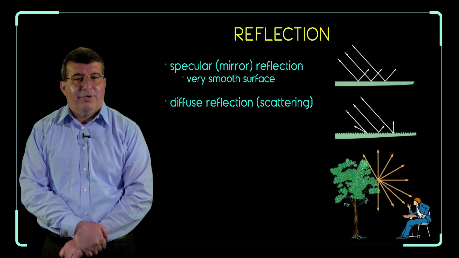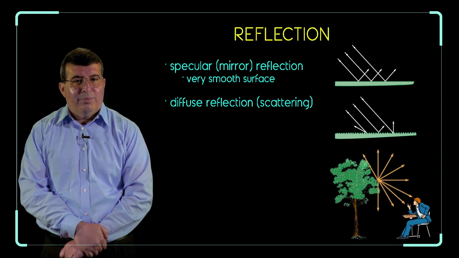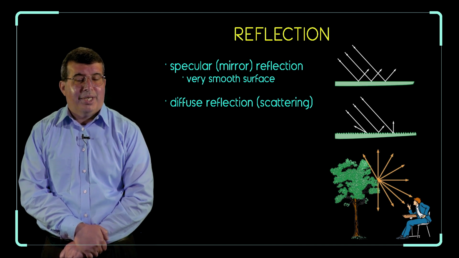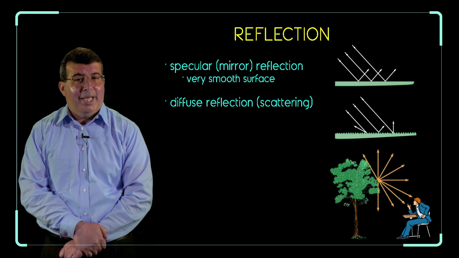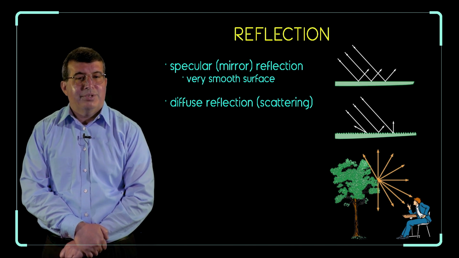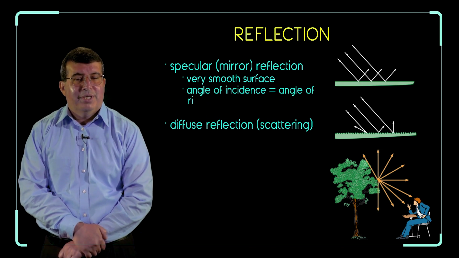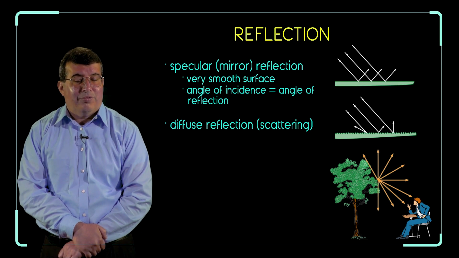And in specular reflection, the angle at which the light comes in is the same as the angle at which the light reflects. Or in other words, the angle of incidence equals the angle of reflection. And what that means is that all the reflected light goes in the same direction as in the top diagram.